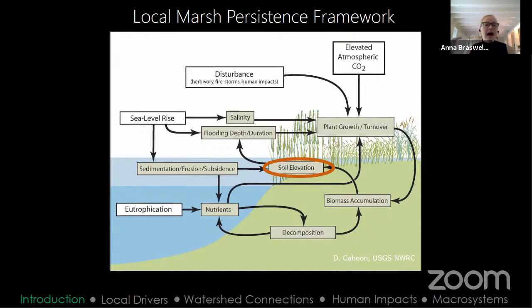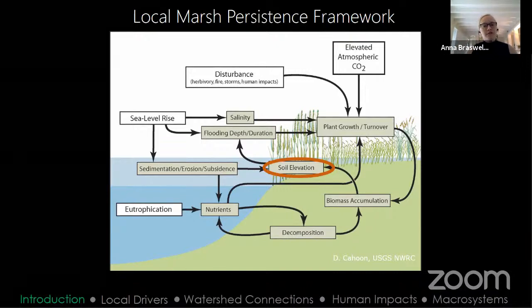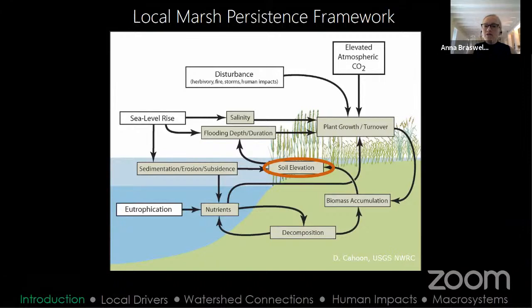If they become too high in elevation, they're terrestrial, they don't get flooded enough. If they become too low in elevation, the plants drown, and plants are a really important part of a coastal wetland system. So they have this kind of like Goldilocks elevation that they persist at. And that soil elevation can be thought of as being a combination of biotic and abiotic factors that influence it.